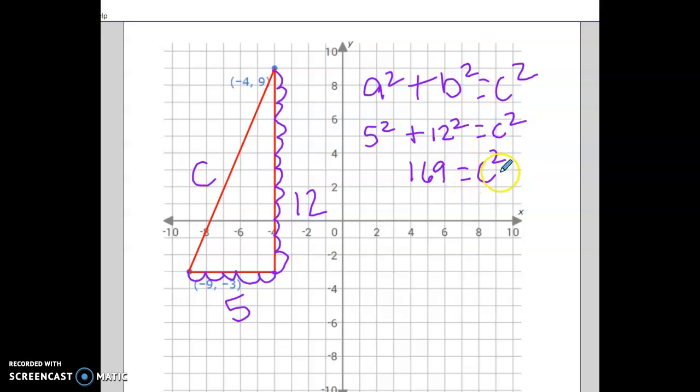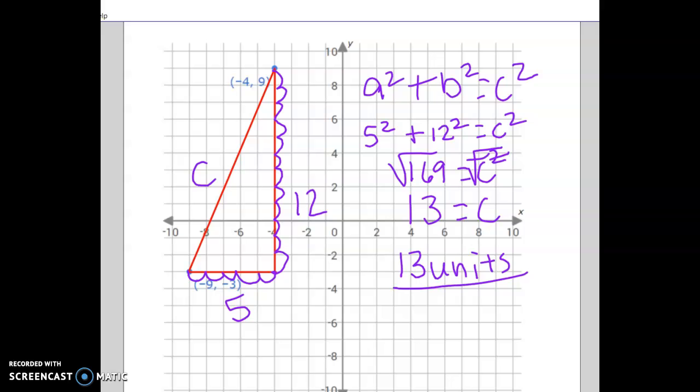Okay, c is not by itself, and we're looking for it to be by itself, so we need to take the square root of 169 in order to get c by itself, because the opposite of squaring a number is taking the square root. Square root of 169 is 13. The units that go with this would be 13 units as your answer.